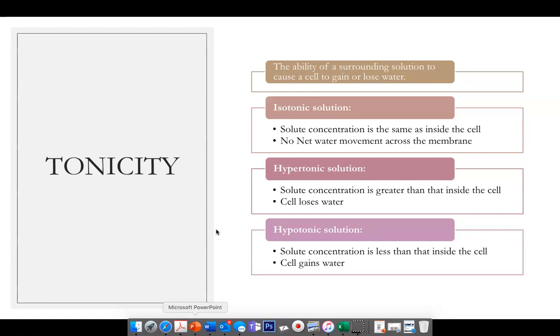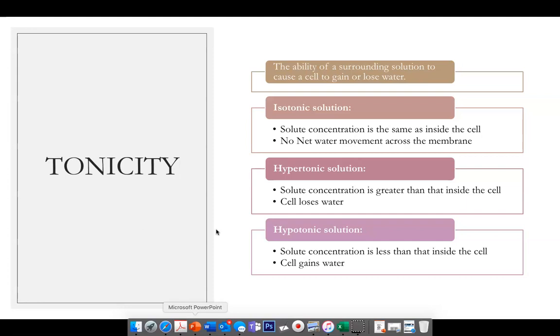So a hypertonic solution is going to cause the cell to lose water because the solute concentration is going to be greater outside the cell, which means that the water concentration is lower outside the cell than it is inside. So remember that water moves from an area of high concentration to an area of low concentration. So when the solution of the environment is hypertonic, it causes the cell to lose water. So the environment is hypertonic to the cell, but at the same time, the cell is hypotonic to the environment. So keep that in mind. When one solution loses, the other is gaining.